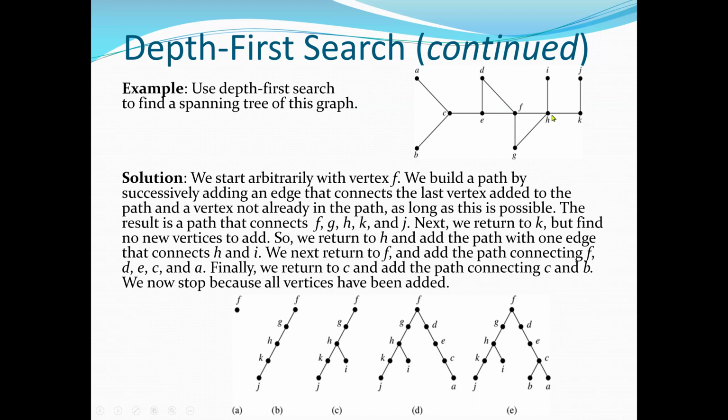I'll come back to H. Oh yes, I didn't go to I, so I'll form a new path here. I'll go through I. Now when I go through I, there's no other vertex to visit. So I'll come back again, then come back to F. When I started from F, I went to H. I didn't go to K, so I'll go to K this time. Then I'll form the edge there.